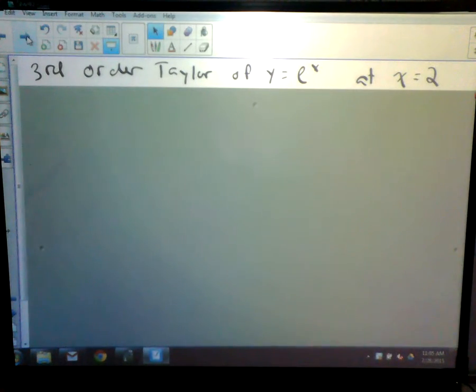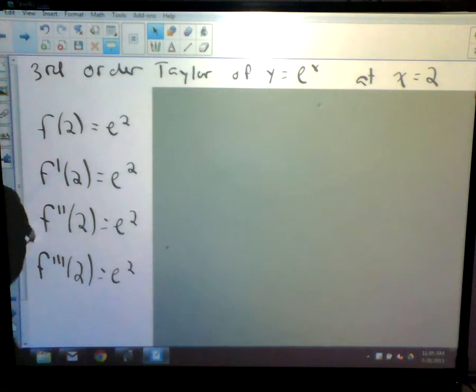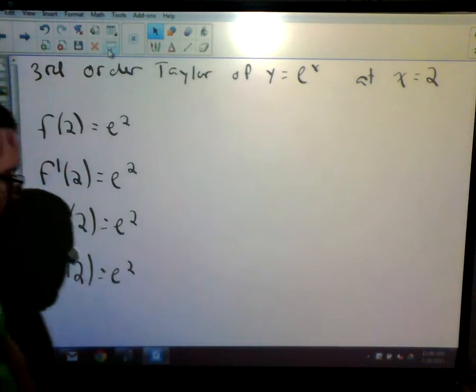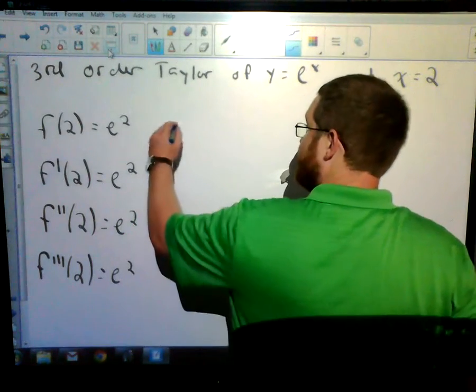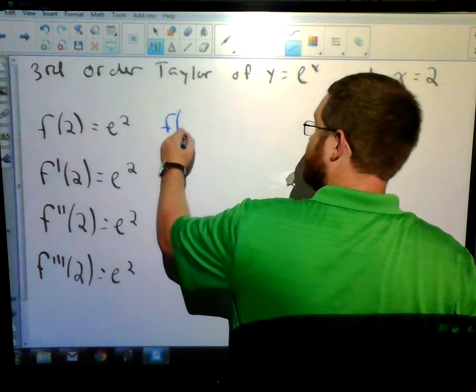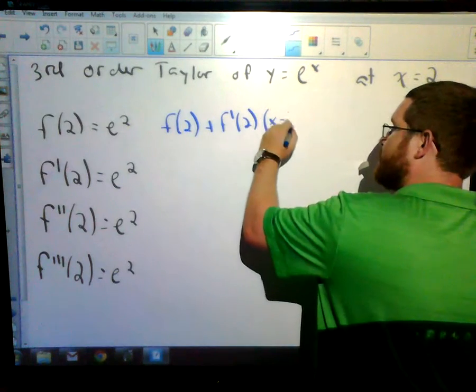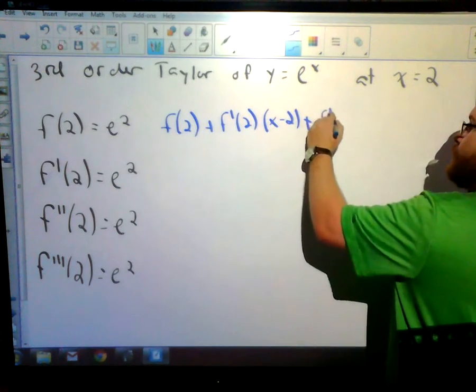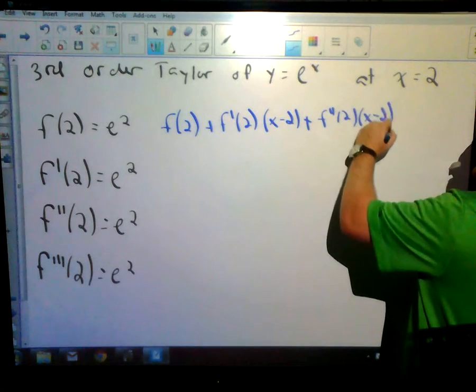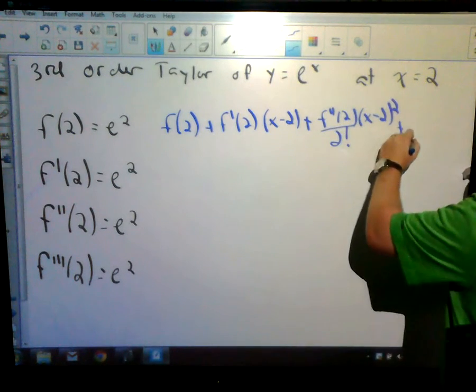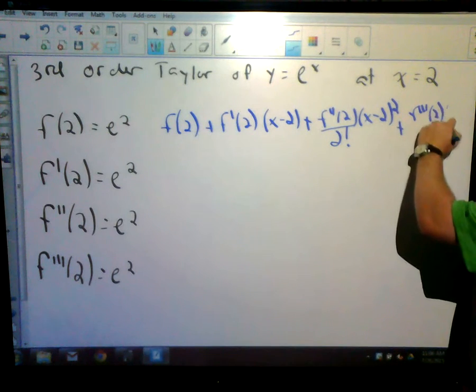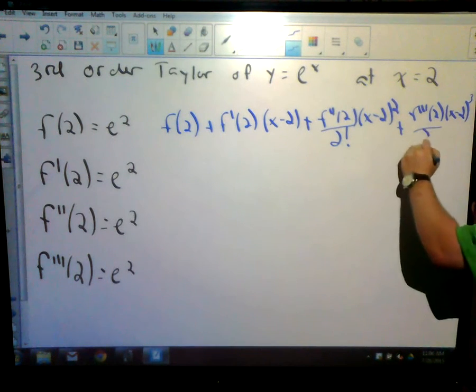Find a third order Taylor polynomial of y equals e to the x at x equals 2. So third order means I need 3 derivatives. Luckily, e to the x is always going to be e to the x, so that's not too bad. So let's start off. I need f of 2 plus f prime of 2 x minus 2 plus f double prime of 2 x minus 2 squared over 2 factorial plus f triple prime of 2 x minus 2 quantity cubed over 3 factorial.